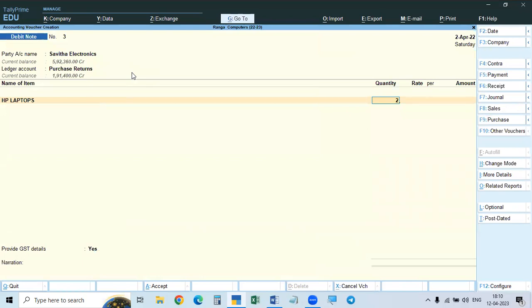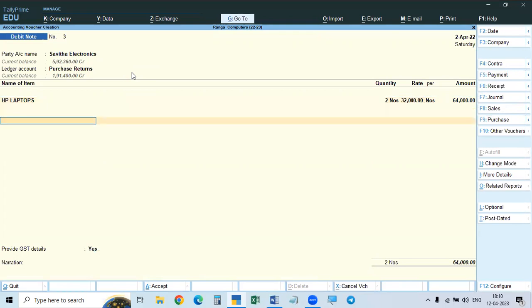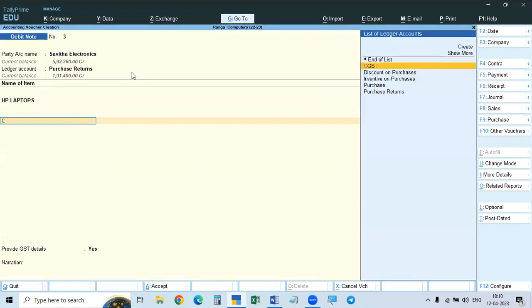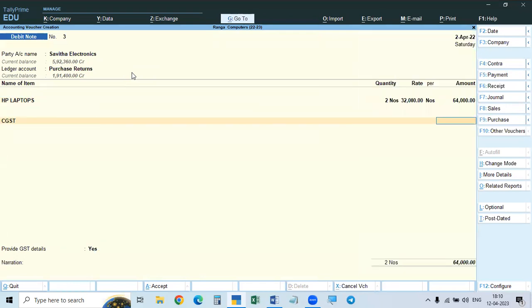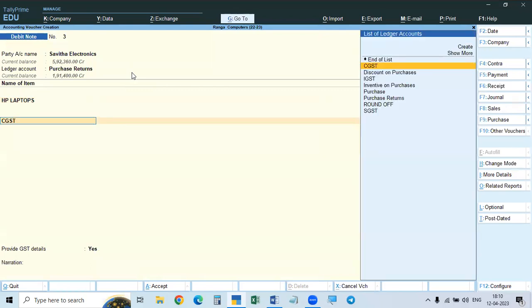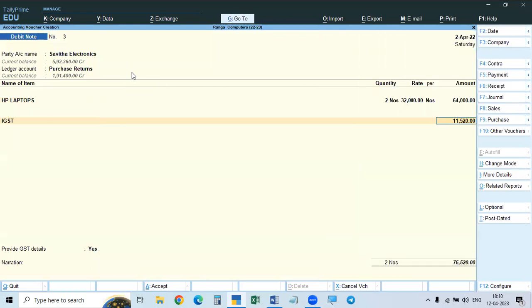Suppose we returned two numbers, each 32. When you purchase, you enter 32. Now it is taking the same amount. Suppose it is different, you can write 32,000 rupees. This will return. So here you have to take the tax. If you take CGST, you cannot calculate because it is an interstate sale. So you have to calculate IGST. So it will take IGST. Understand? So you have to issue the debit note for the purchase returns.